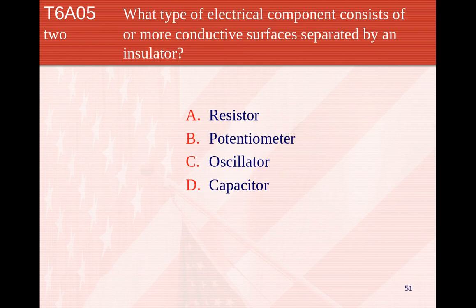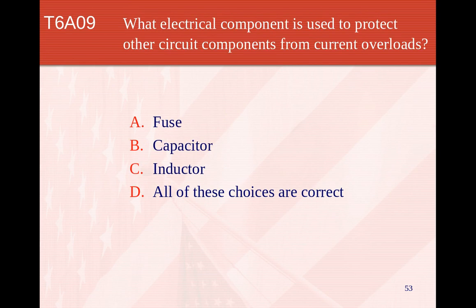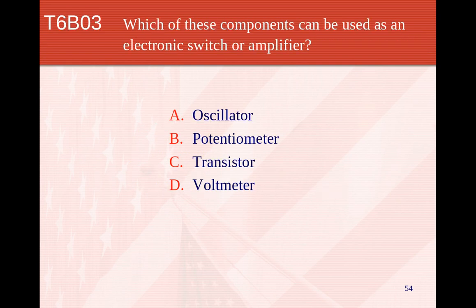What electrical component stores energy as an electrostatic field? Capacitor. What type of electrical component consists of two or more conductive surfaces separated by an insulator? Capacitor. What electrical component is used to connect or disconnect electrical circuits? The switch. What electrical component is used to protect other circuit components from current overloads? The fuse.